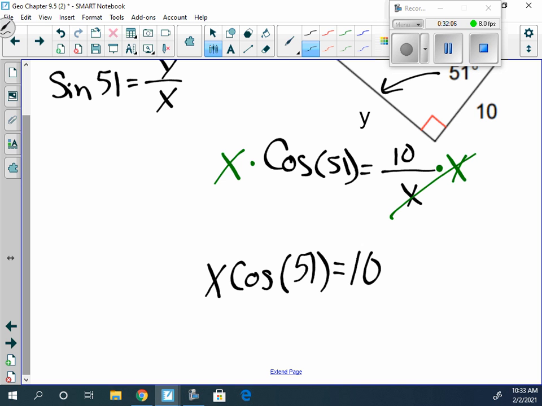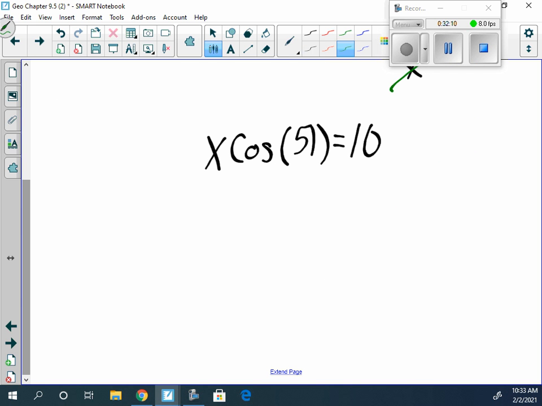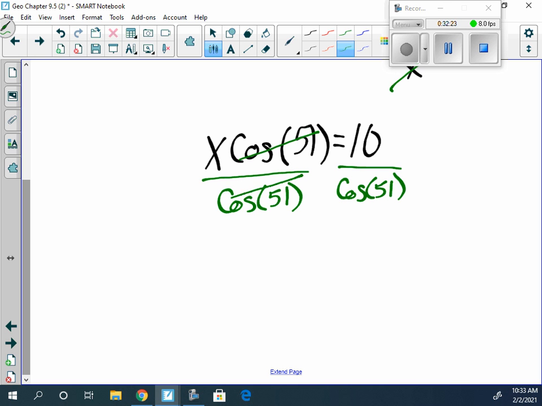Is the variable by itself? No. Okay, so what do I need to do to get the variable by itself? You divide both sides by cosine of 51, because cosine of 51 and cosine of 51 will cancel, leaving us with x is equal to 10 divided by cosine of 51 degrees.